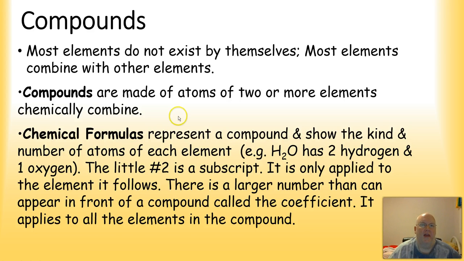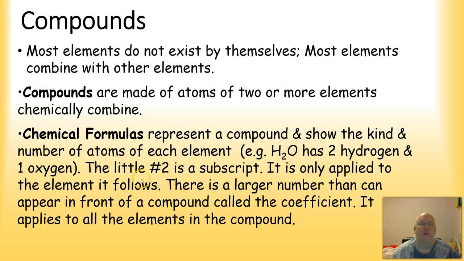So it turns out that elements in the periodic table don't usually exist by themselves very often. They have formed compounds and keep forming compounds, and there are thousands and thousands of different compounds. Basically, a compound is atoms of at least 2 different elements, if not a lot more, chemically combined. A good example of that is the compound called water, H2O. It has 2 atoms of hydrogen and 1 atom of oxygen.